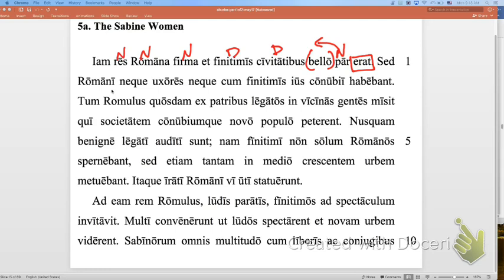Okay, but the Romans had neither wives nor a law of marriage with their neighbors. So basically, in order for kids to be considered legitimate, do you know what that means? In order for kids to be considered legitimate, if they're from different communities, there had to be some sort of legal, contractual agreement between the two communities that says it's okay for different tribes to intermarry.